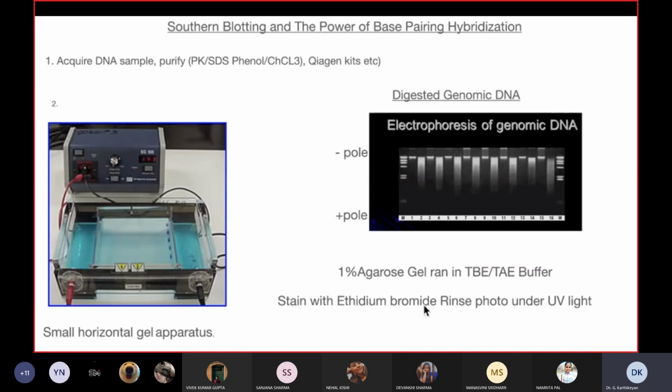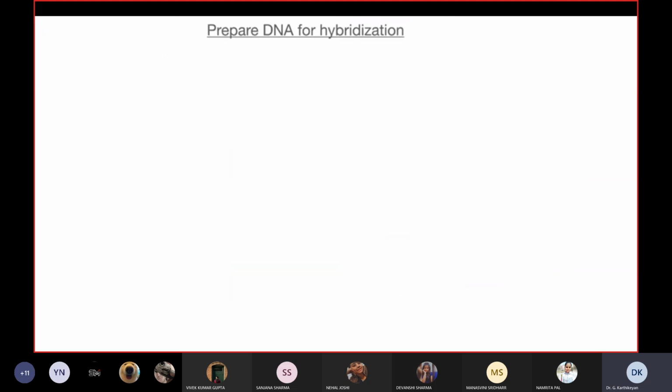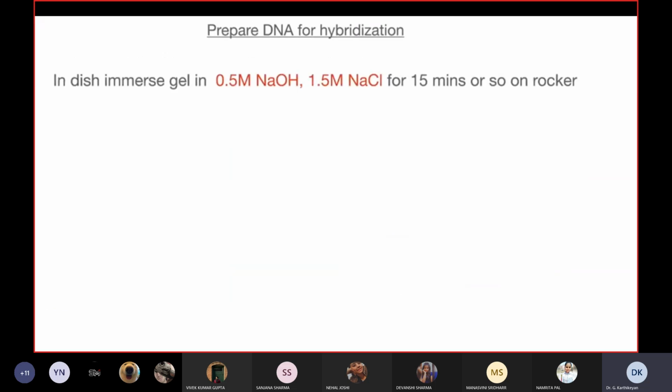I'm sure there's stuff they use these days that is not as toxic as ethidium bromide. But it's really cool. I spent half my life under UV lights taking pictures of gels. It's really neat. Not half my life, slight exaggeration, but you get the point. So then you prepare your DNA for hybridization.